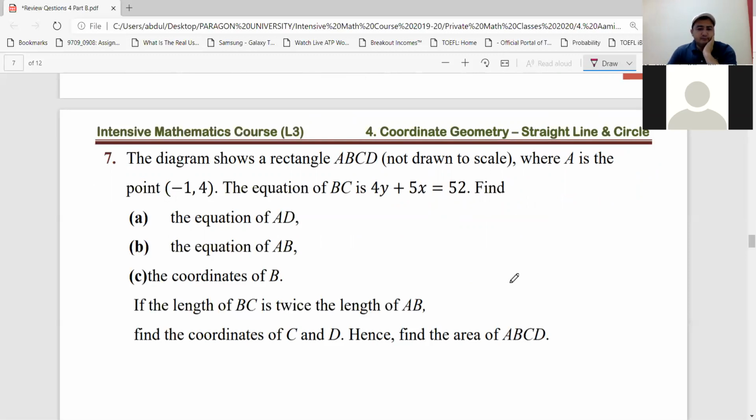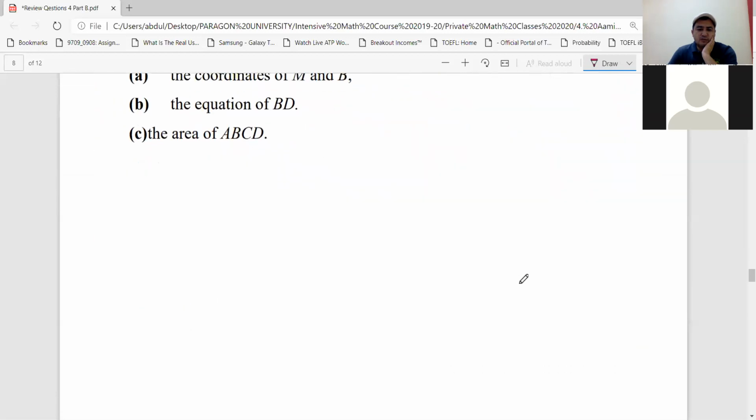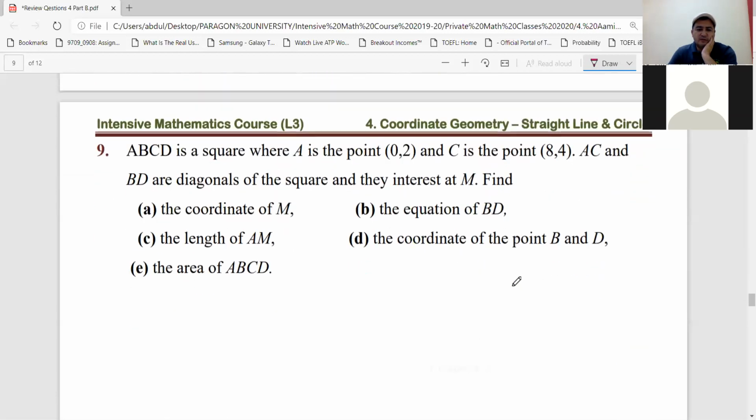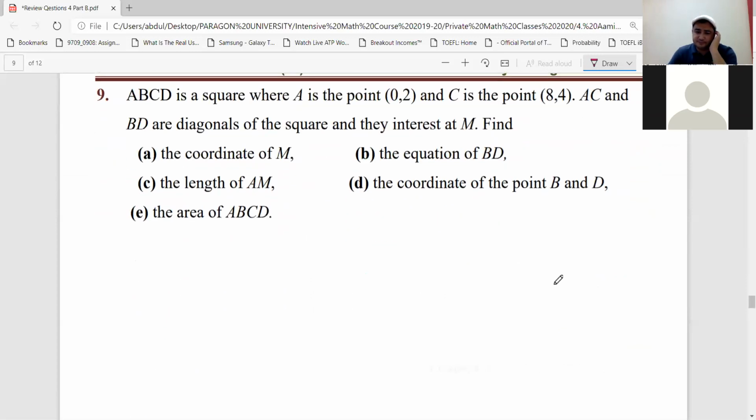Question 7, I will skip this. 7, 8, one more question, and that will be enough, and the rest we will discuss later. Oh, we did 6, right? Now we should do 9. ABCD is a square where A is 0, 2, C is 8, 4, and AC and BD are diagonals of the square and they intersect at M. Find the coordinates of M, the equation of BD, the length of AM, the coordinates of B.